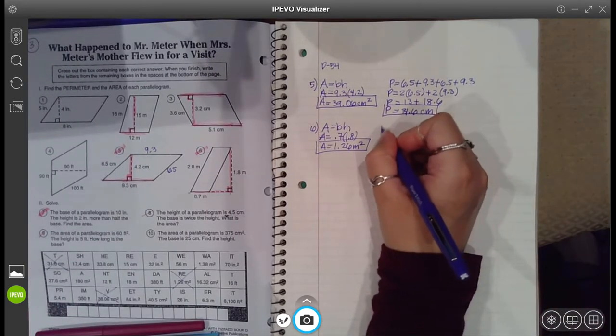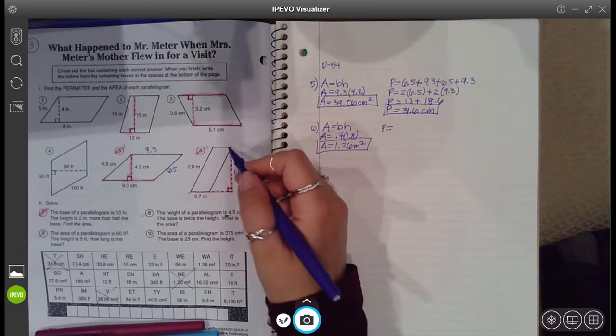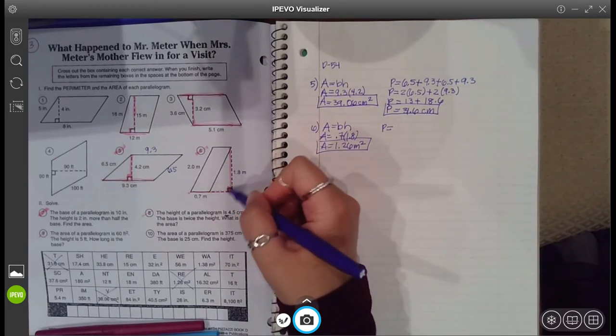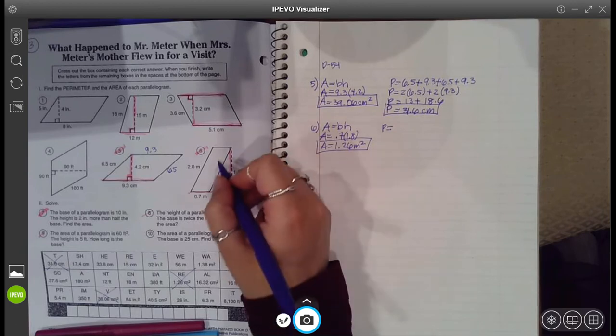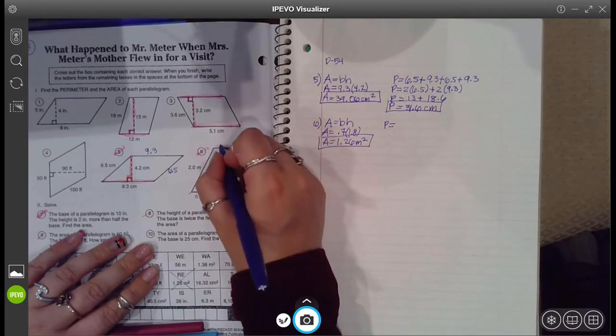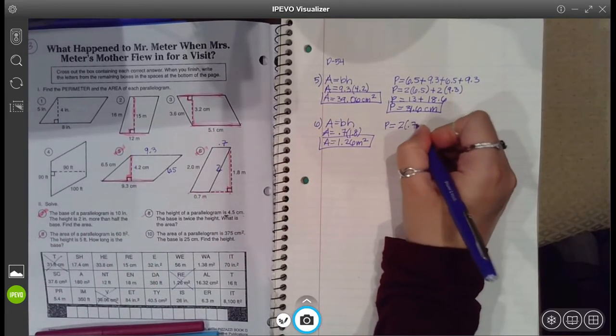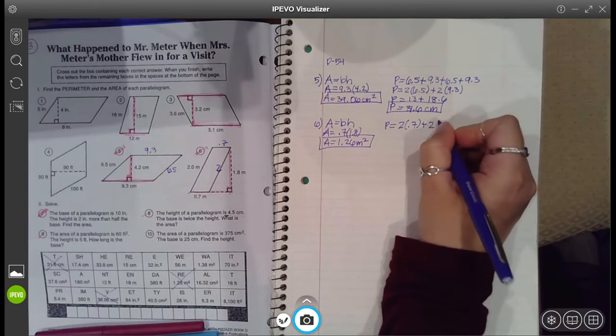Okay, I need to find the perimeter of this shape. So that's the outside edges. So you have 2, and remember, this isn't actually part of the shape. That's why it's dashed. The solid is the outside of the shape. So it's 2, 2, 0.7, and 0.7. So you have 2 0.7s and 2 2s.